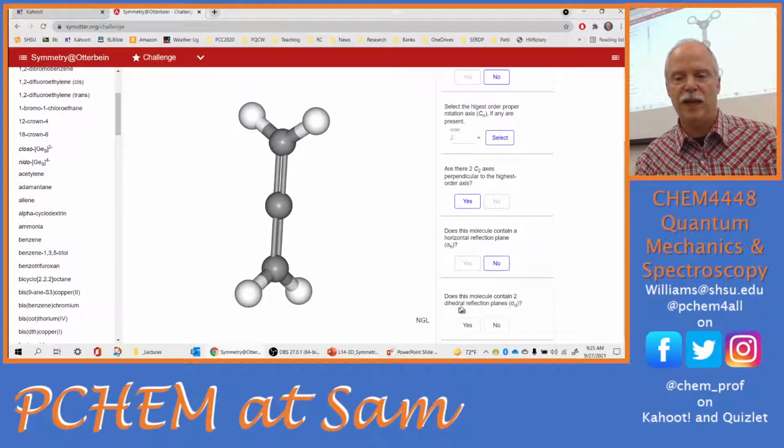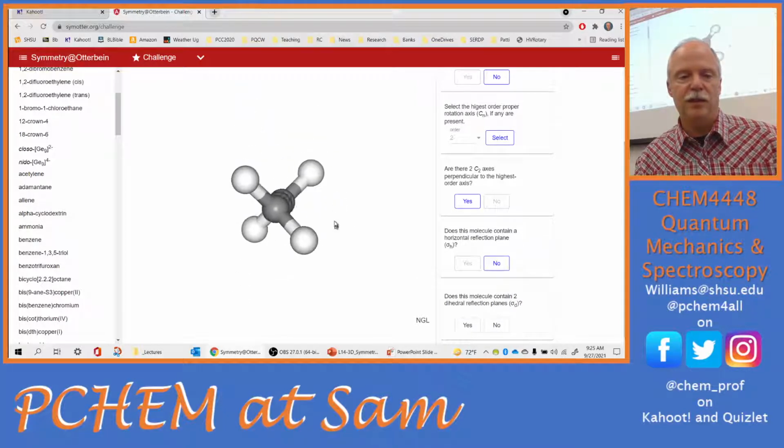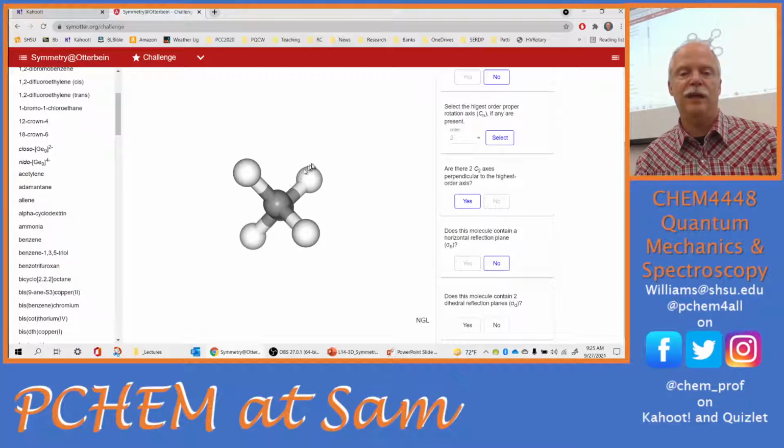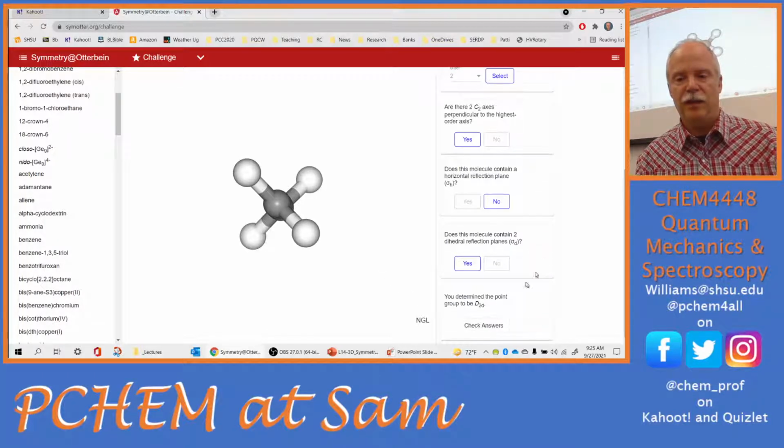Does it contain 2 dihedral reflection planes? Those contain the principal symmetry axis, and so there's a reflection plane like this that reflects those back hydrogens into each other, and there's a reflection plane like this that reflects the top hydrogens into each other. You see the reflection planes? So we'll say yes to that. You have determined the point group to be this D2D point group. So let's check our answers.